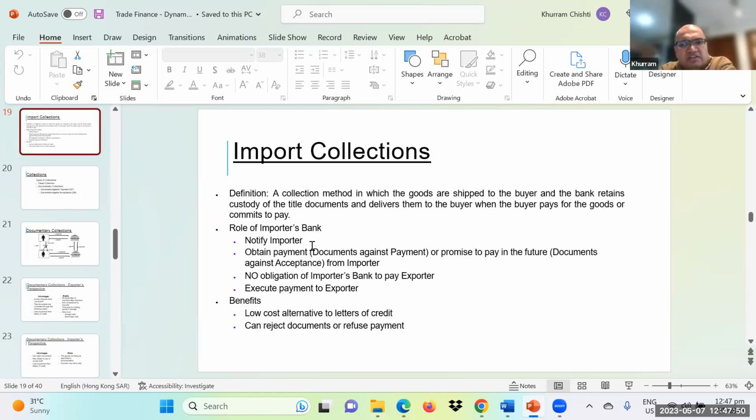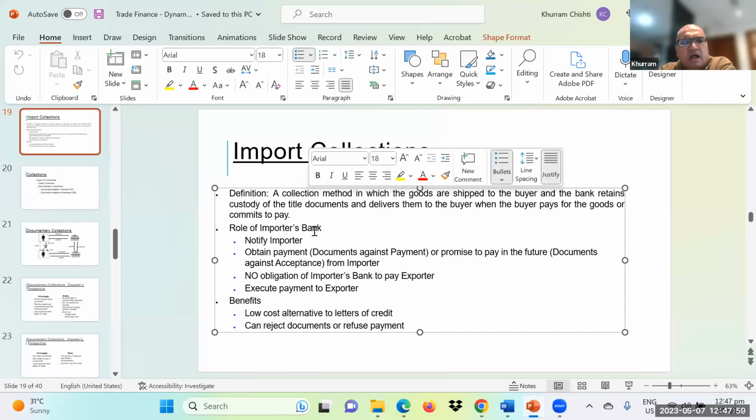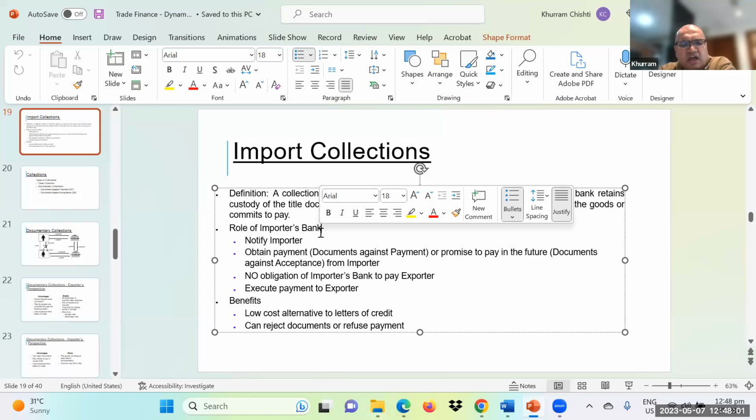Now it should be clear. Its payment method is to flow, otherwise it becomes classified somewhere else. Role of the importer bank. The role of the importer bank would be this: this is the NBF, which is Almaya Supermarket's bank.